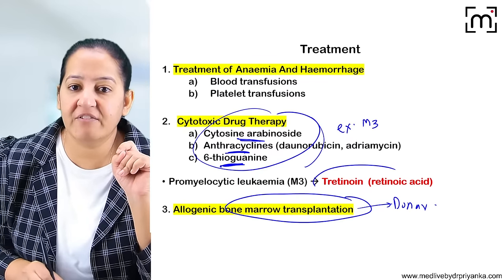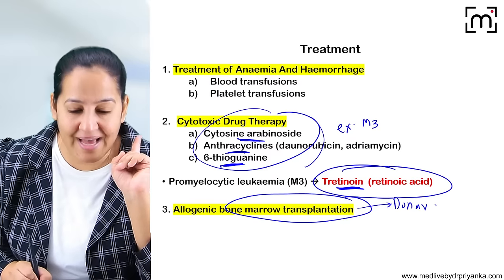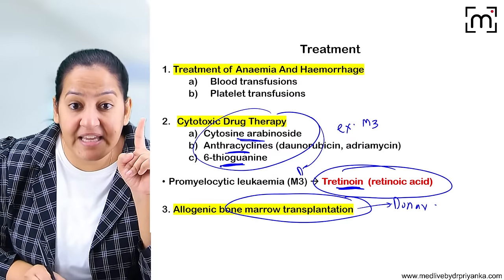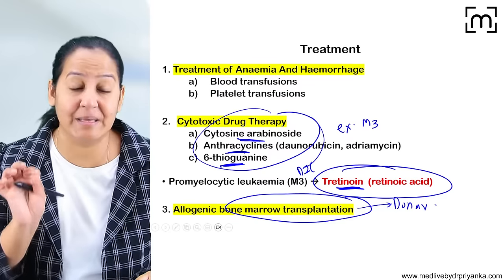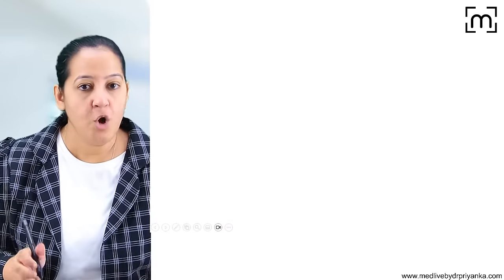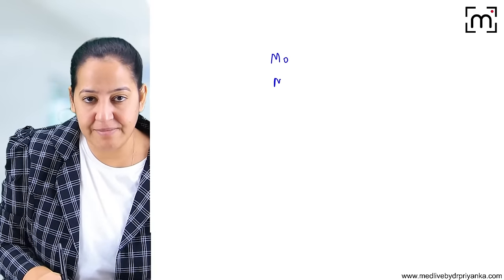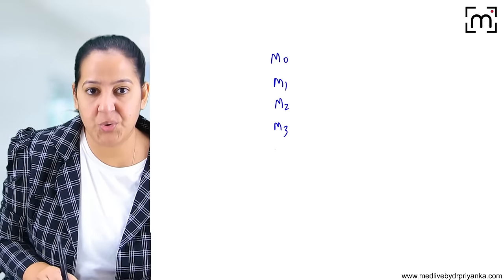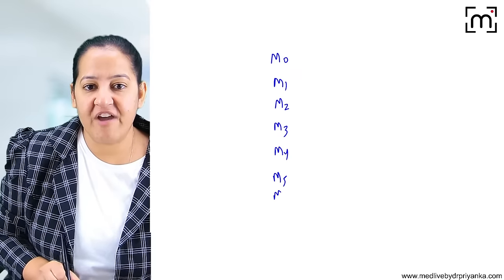In M3, we give retinoic acid, tretinoin, as a treatment, because in M3, we have DIC. Please learn, M3 is a special type. What are the 8 types I told you? M0, M1, M2, M3, M4, M5, M6, M7.